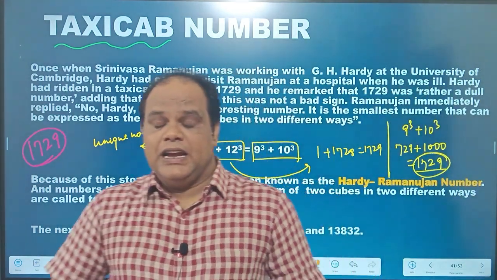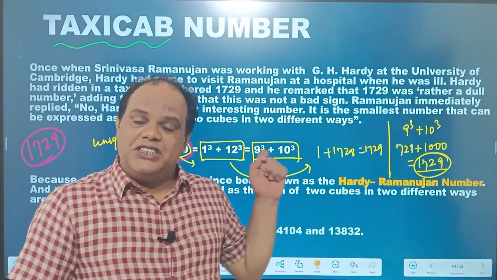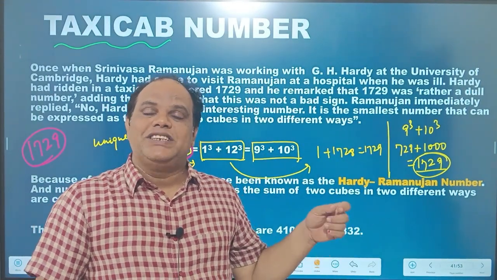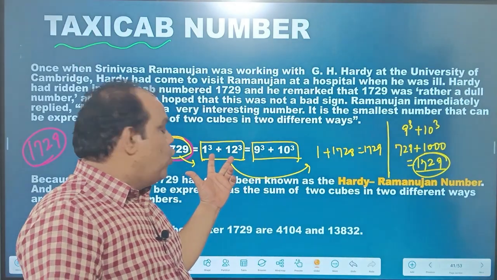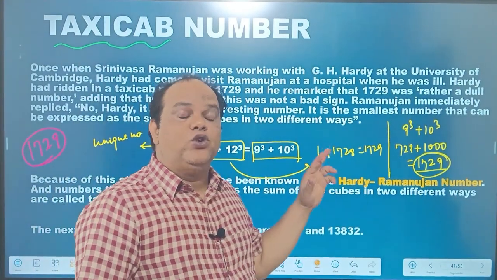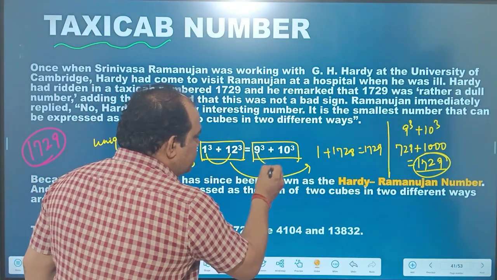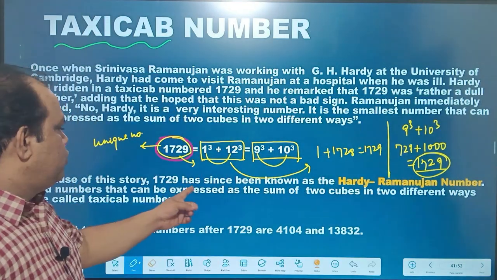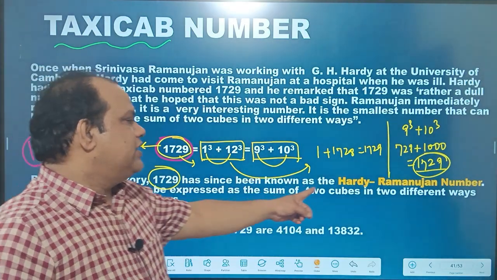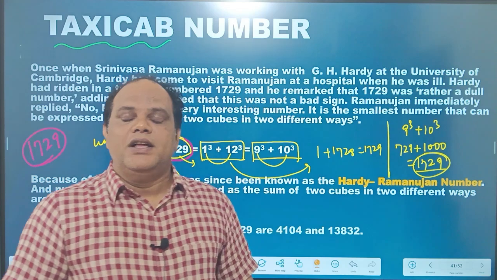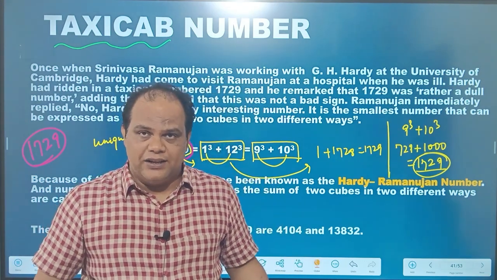So Ramanujan said it is actually a very interesting number, Hardy, right? Because this is the smallest number which can be expressed as the sum of two cubes in two different ways. Two different ways means here the numbers used are 1 and 12, and here the numbers used are 9 and 10. So because of this story, 1729, this number has since been known as the Hardy Ramanujan number.